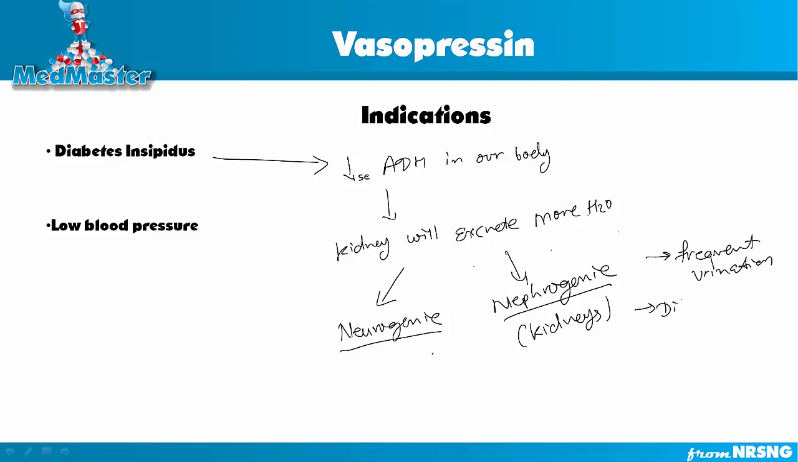Their urine will be dilute because they're losing more water in urine, so it's pretty much water. And I've seen patients with diabetes insipidus whose urine looks pretty much like clear water.